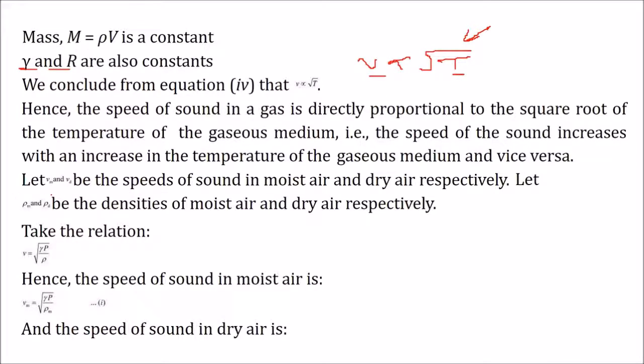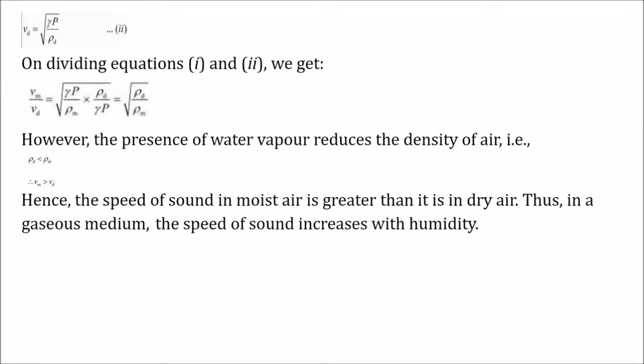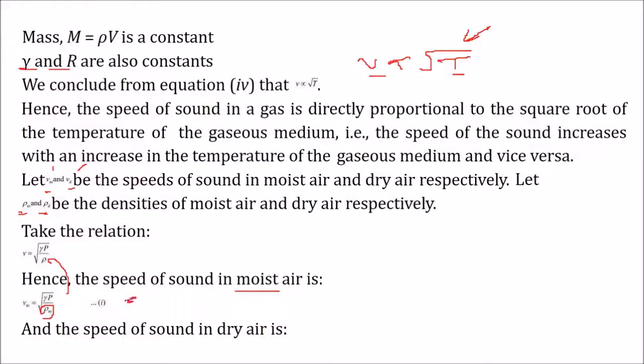Let us now take V sub m and V sub d. These are the speed of sound in moist air and in dry air. So rho m and rho d are the densities of moist air and dry air. Let us take the relationship V equal to the square root of gamma P by rho. First, the speed of sound in moist air: let us replace rho by rho m, and for the speed of sound in dry air, we replace rho by rho d.